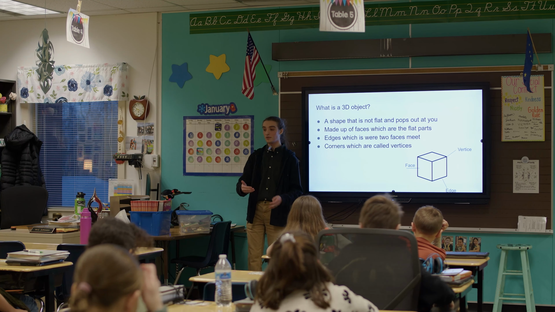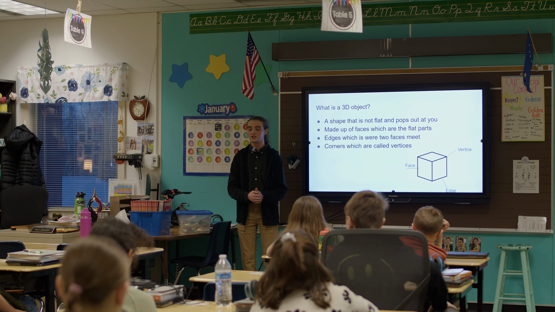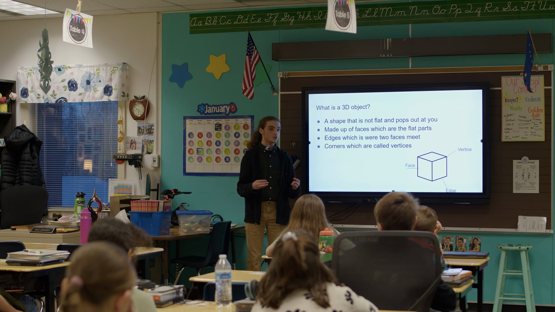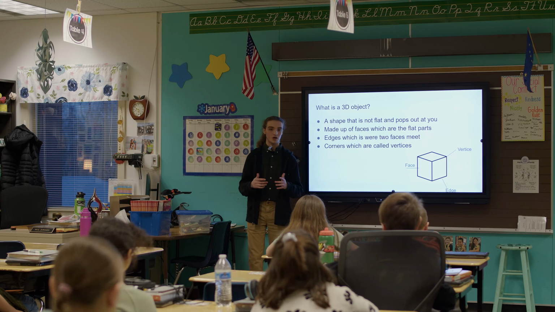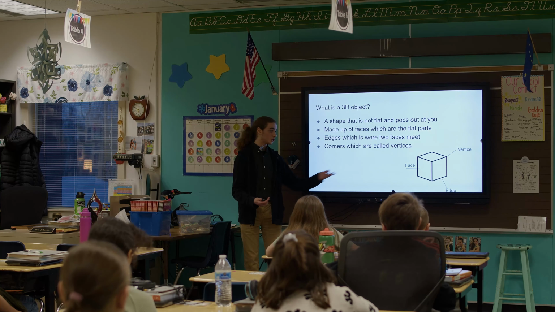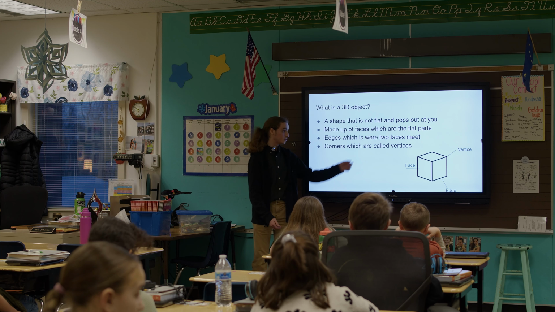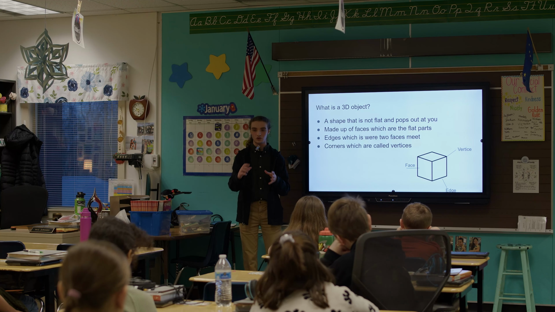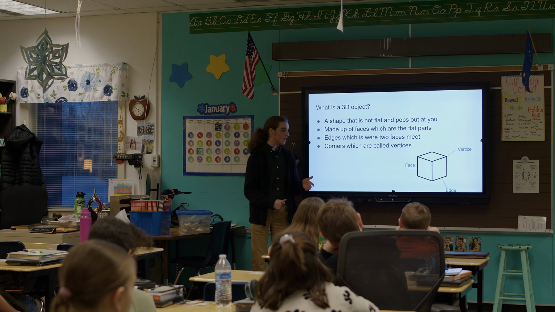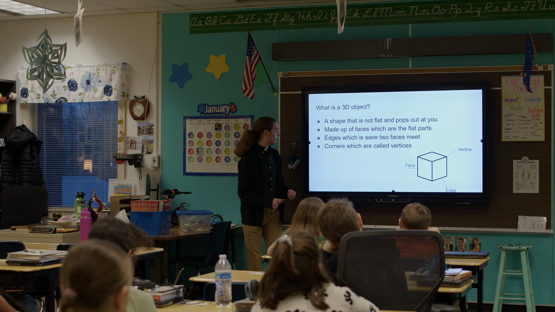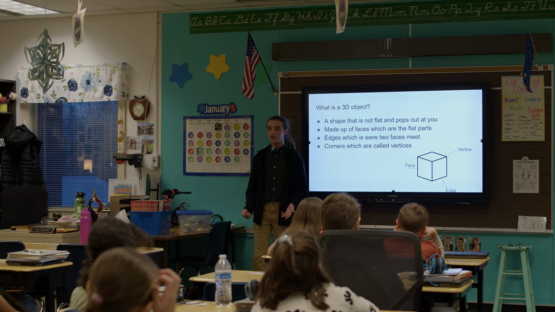So like your water bottle, right? That's a 3D object. A 3D object, specifically a cube, is made up of a face, which is the flat part. So as you can see there, the vertices, which are like corners, and edges, which are where two faces meet. Does everybody get that? Yeah.